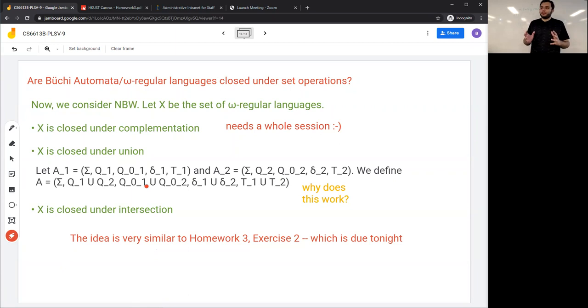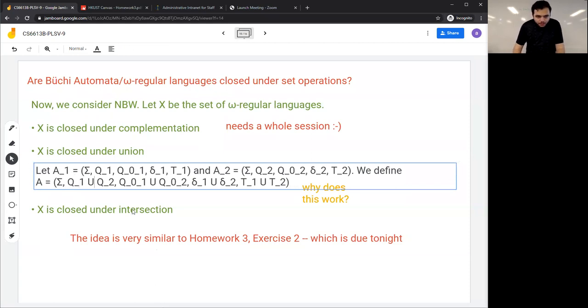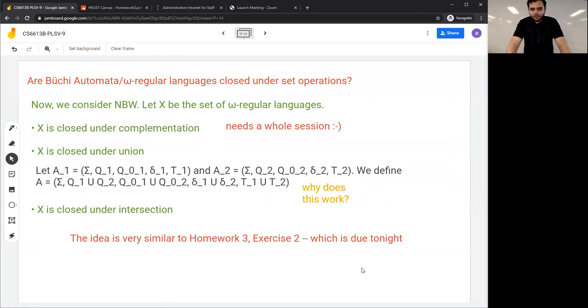In the case of non-deterministic automata, you don't have a single starting state. You can have a set of starting states. So if you want to take the union of two automata, you can just put them right next to each other and take the union of starting states. That's exactly what I'm doing. The set of states is the union of states, and the starting states are the union of the starting states of the two. So you put the two automata right next to each other. At the very beginning of the run, you decide whether you want to start in this automaton or in that automaton, and then you just run it. And this is union.